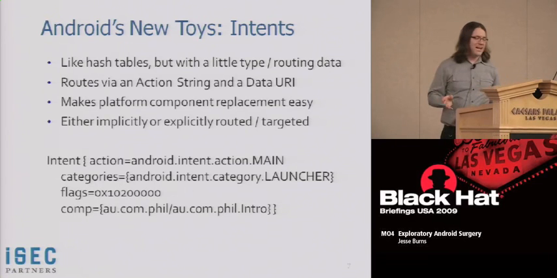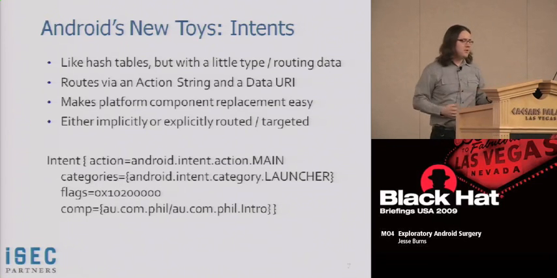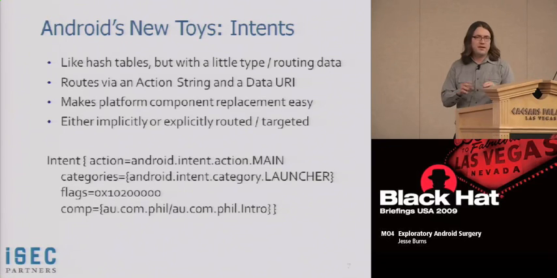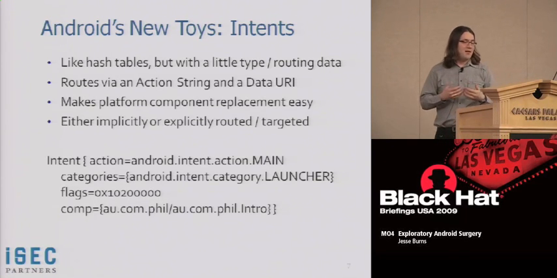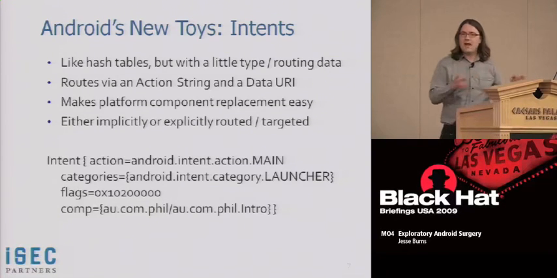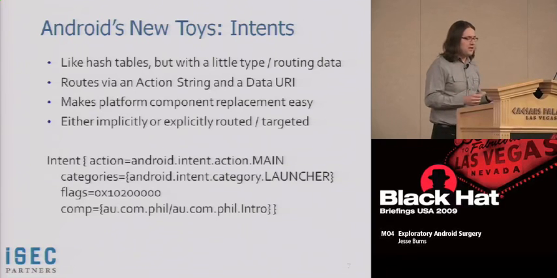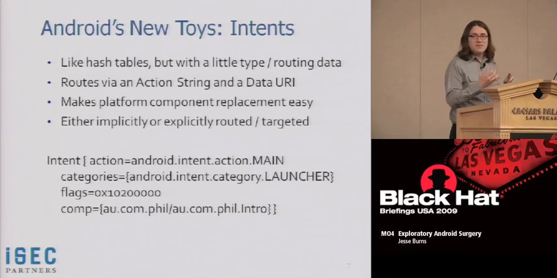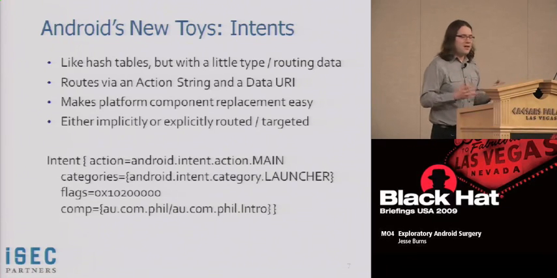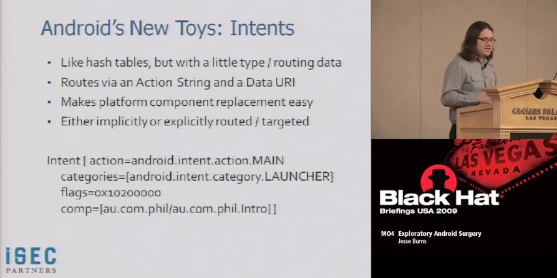So they're kind of like a hash table. You can put lots of data in them, but they also have a little bit of routing data in them. They have an action that you're trying to accomplish, perhaps, or it could be just a notification action. And they can have types, so you can say, this viewer only knows how to view GIFs, not JPEGs, and they can have schemes and hosts and all kinds of crazy stuff.